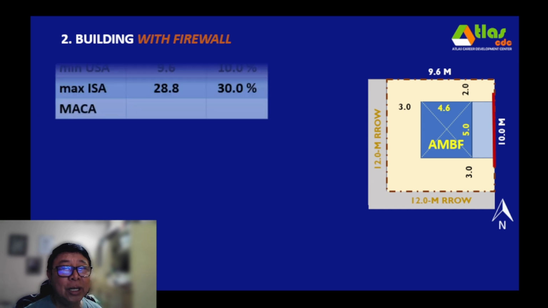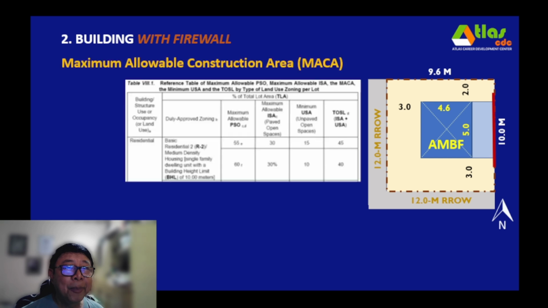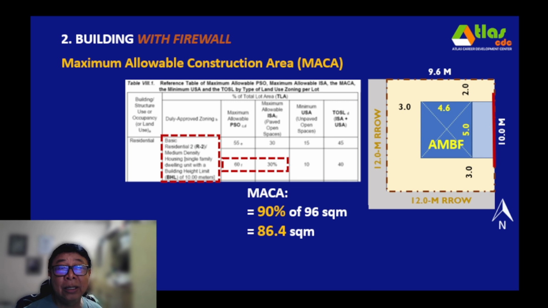Again, we input this value in our summary table. And lastly is to compute for the maximum allowable construction area or MACA. Again, our reference is table 7.1. We only have to add the value of the maximum PSO and the maximum ISA here. So that will be equivalent to 90% of the total lot area of 96 square meters, which will give you a MACA of 86.4 square meters.